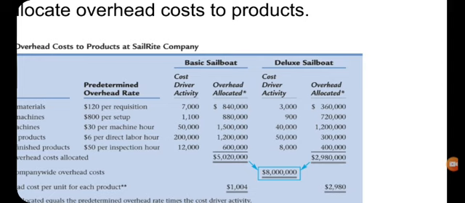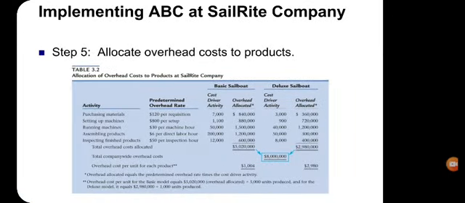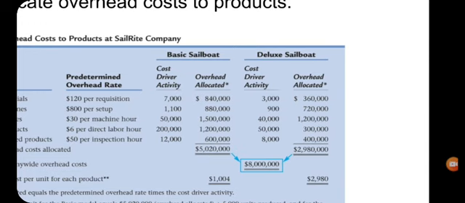The deluxe sailboat requires only 900 setups. So how much is the overhead related to this activity for this product? $800 times 900 setups, you will get $720,000. So you have to do that for every activity, and after that you calculate the total. So here the total allocated overhead cost for the basic sailboat is $5,020,000. For the deluxe sailboat, it is $2,980,000.